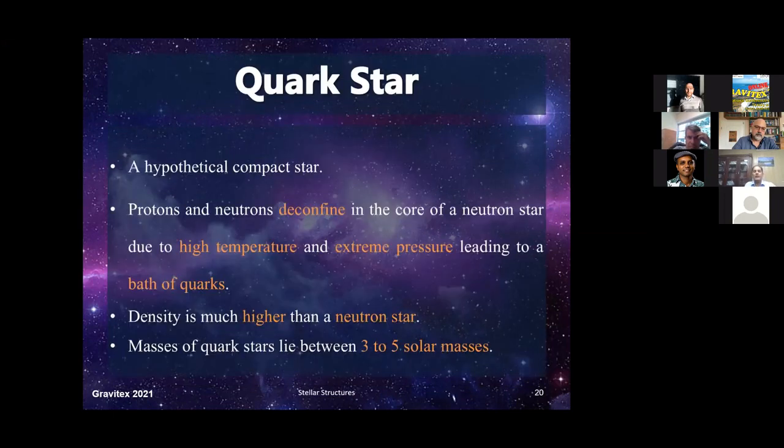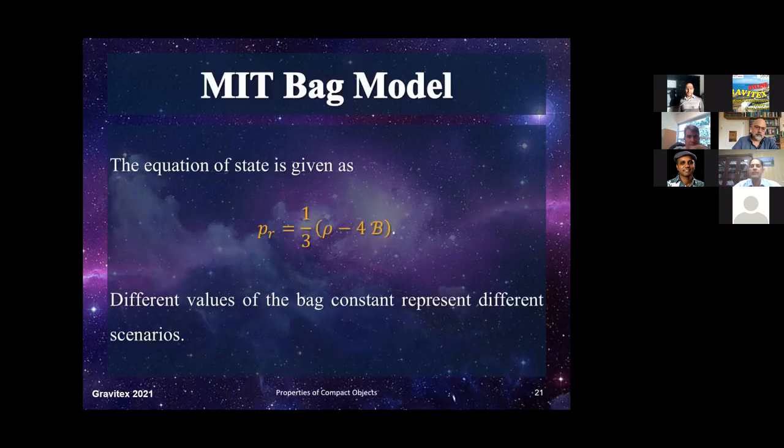Let's discuss some characteristics of quark stars. This is a hypothetical compact star. Protons and neutrons deconfine in the core of a neutron star due to high temperature and extreme pressure, leading to the birth of quarks. Density is much higher than a neutron star. Masses of quark stars lie between 3 to 5 solar masses.